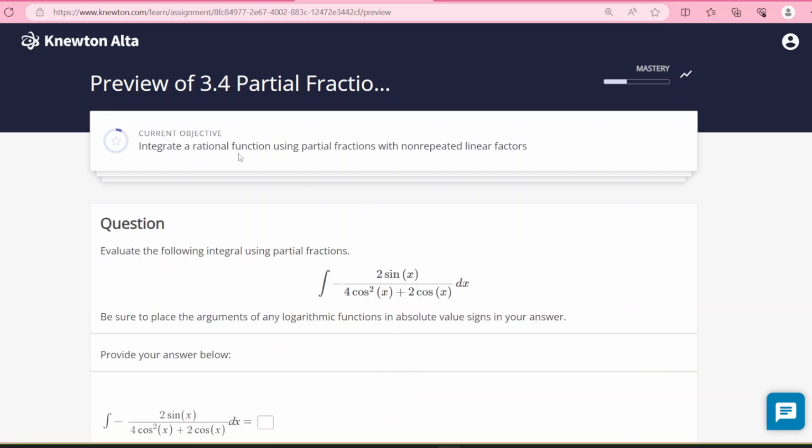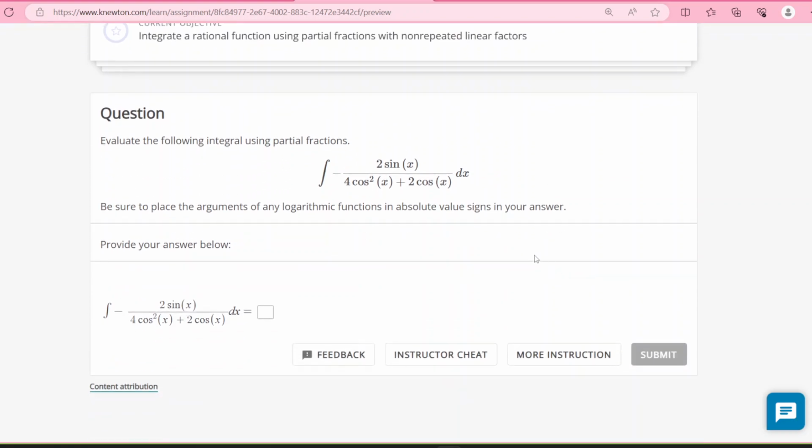All right, so here's integrate a rational function using partial fractions with non-repeated linear factors. So it's the same objective, where we have the non-repeating linear factors. So evaluate the following integral using partial fractions. This one starts out as all these trig functions, but after making a nice u substitution, you're going to see I can turn this into an integral of a rational function. Some of these may not look like a rational, but after a nice simple u sub, you can turn it into a rational and then go from there with the partial fractions method.